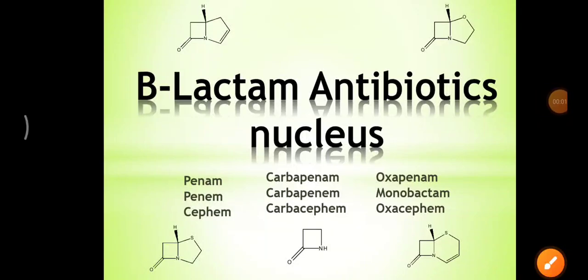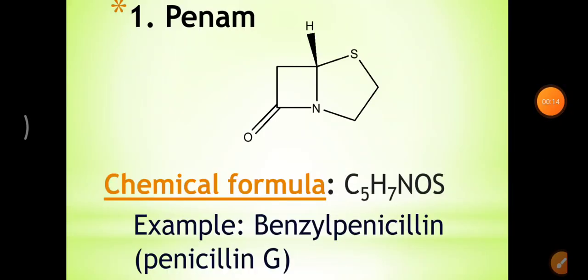Our today's topic for discussion is beta-lactam antibiotics nucleus. In this lecture, we will discuss the different nucleus which are present in the beta-lactam antibiotics. The first is the penam ring.